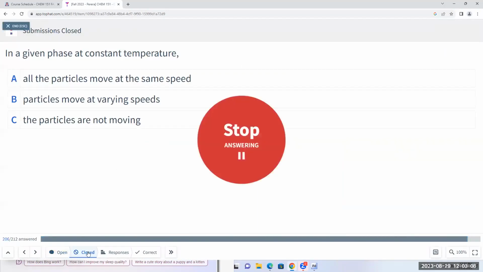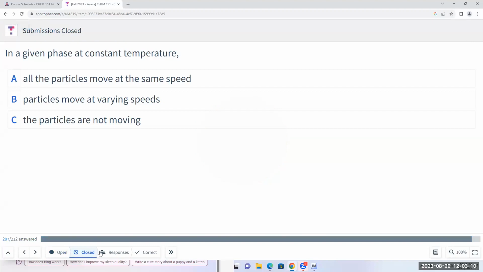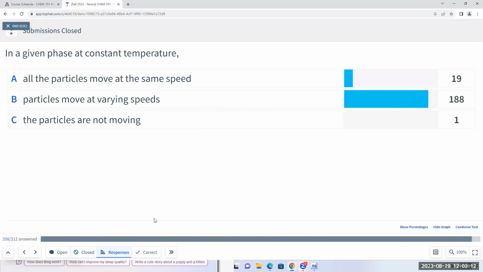All right. Let's see how we did. Here are our responses. More than 90% of us observed that these particles are moving at varying speeds. Some of us saw the same thing but came up with a different conclusion, but that's okay. That happens. At least most of us agree that these particles move at different speeds.